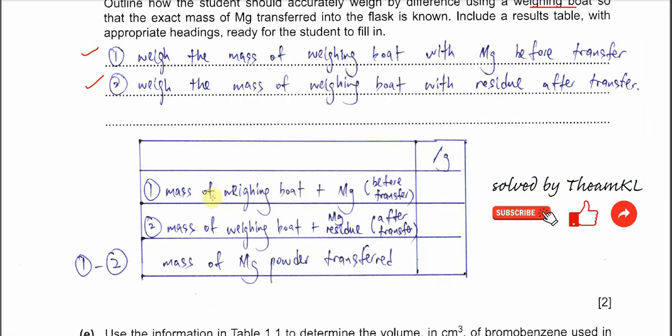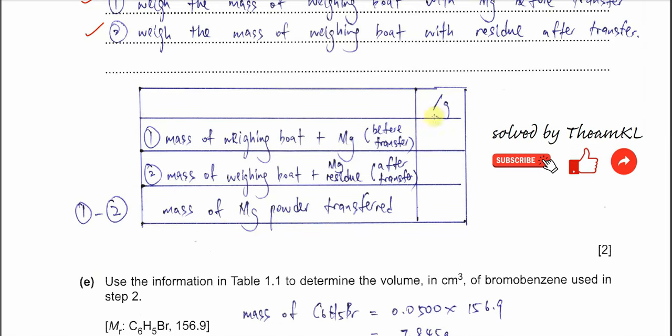Okay, so we put the correct items into the table. First, the mass of the weighing boat plus the magnesium before transfer. Second, the mass of the weighing boat plus the magnesium residue after transfer. So you take the before transfer mass minus the second one, and you get the actual mass of magnesium powder transferred into the flask. Unit is of course gram.